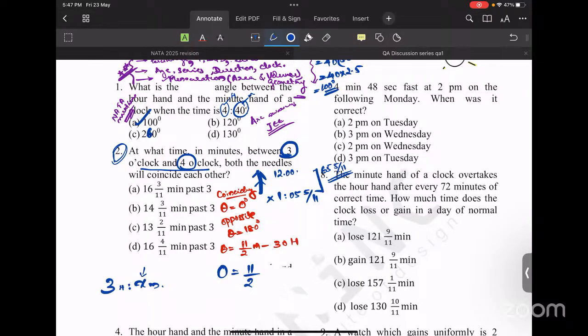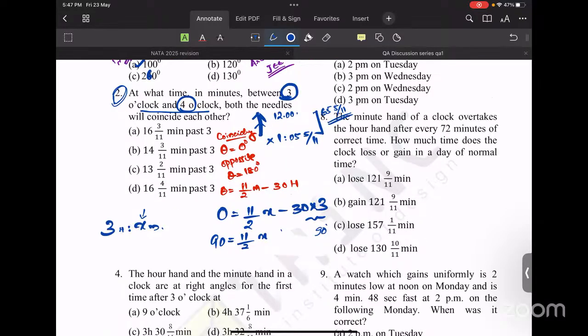So 11 by 2 m. Instead of minutes, what are we going to use here? X minutes. Minus 30 into how many hours? 3 hours. So 30 into 3, we already know that it is 90. So I'm taking the 90 to the other side. So 90 equals 11 by 2 x.